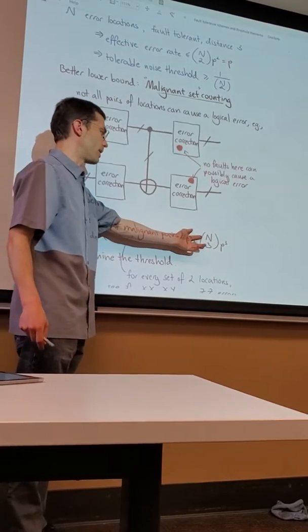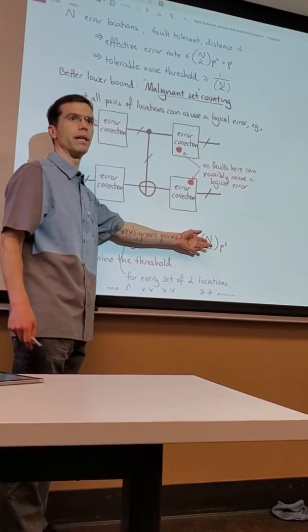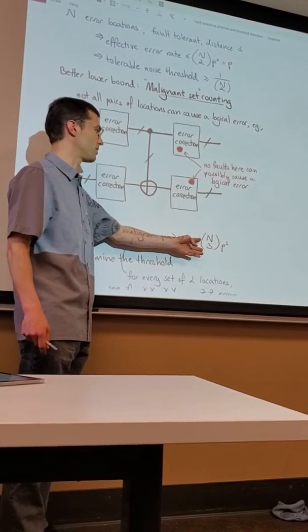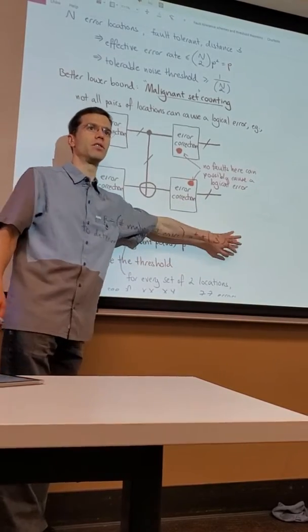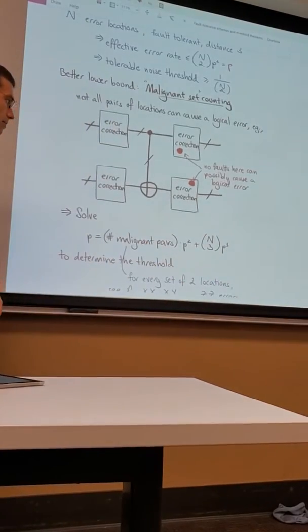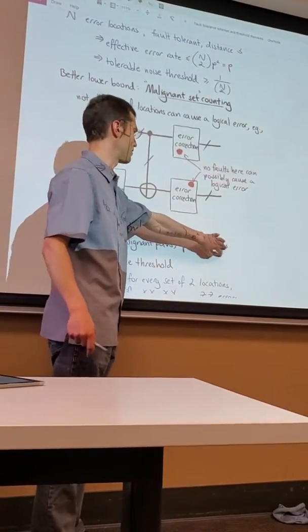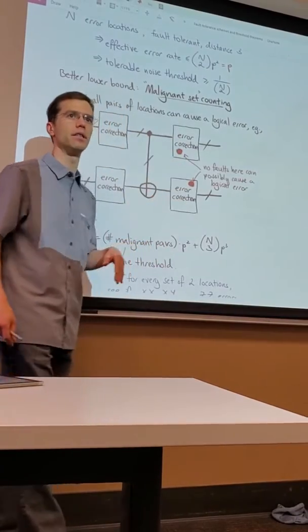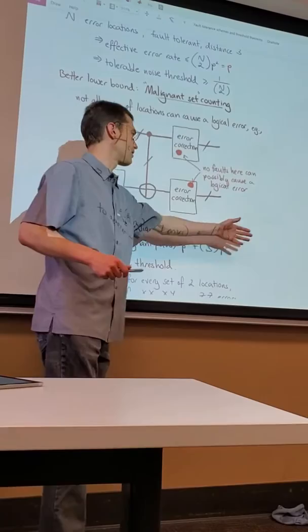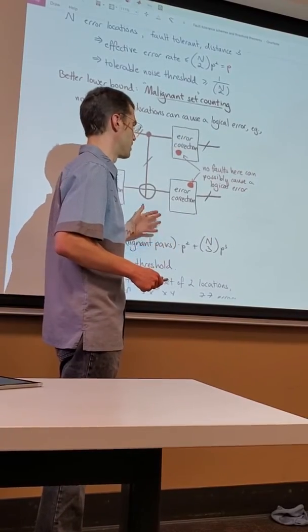And then you can upper bound the number of triples just by n choose 3 times p cubed. If you want, you can count the number of malignant triples times p cubed, and then you just add n choose 4 times p to the 4th. So this last term is to account for the higher order errors that you're not counting. But I mean, you can count as far as you have time in your computer to count.